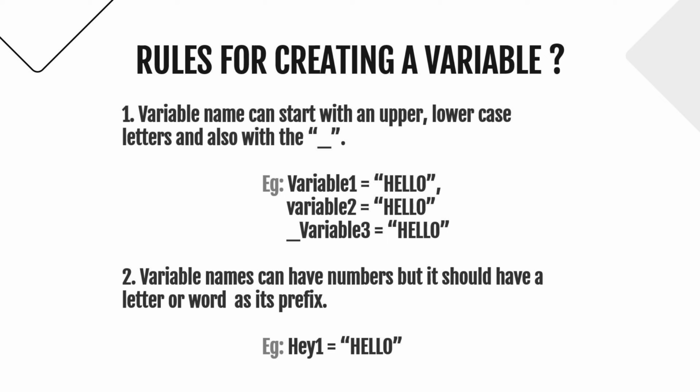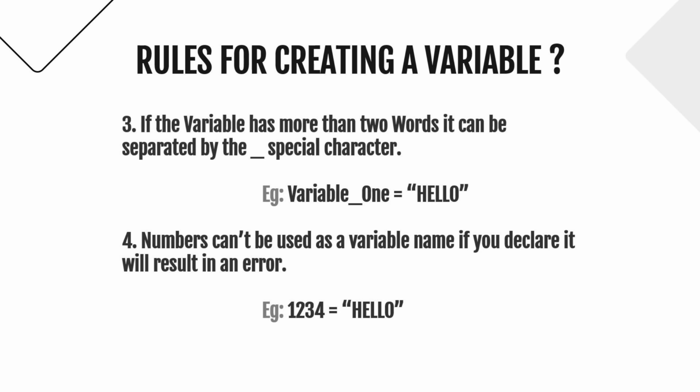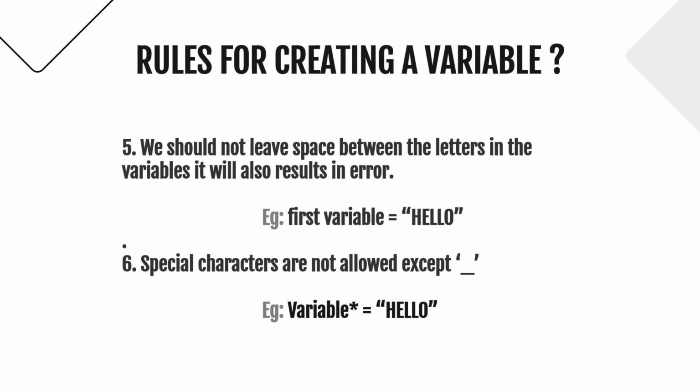A variable name can contain a number, but it should have a letter or word as its prefix. If the variable has more than 2 words, they can be separated by the underscore special character. Numbers cannot be used as a variable name. If you declare it, it will result in an error. Here, I have created a variable 1234 and it will result in an error. We should not leave space between the letters in the variable. It will also result in an error.